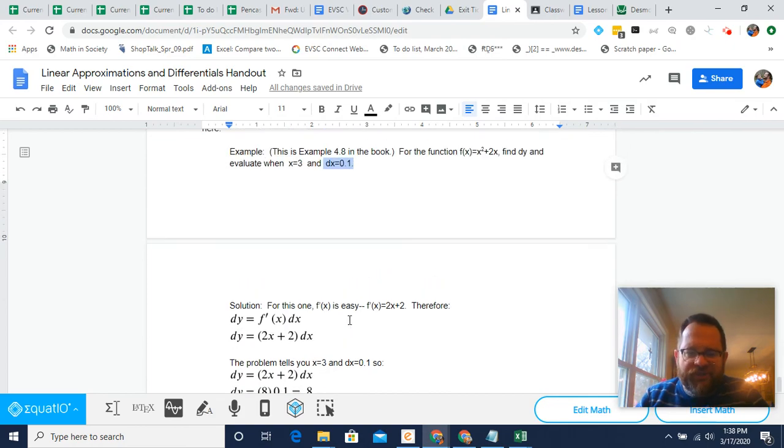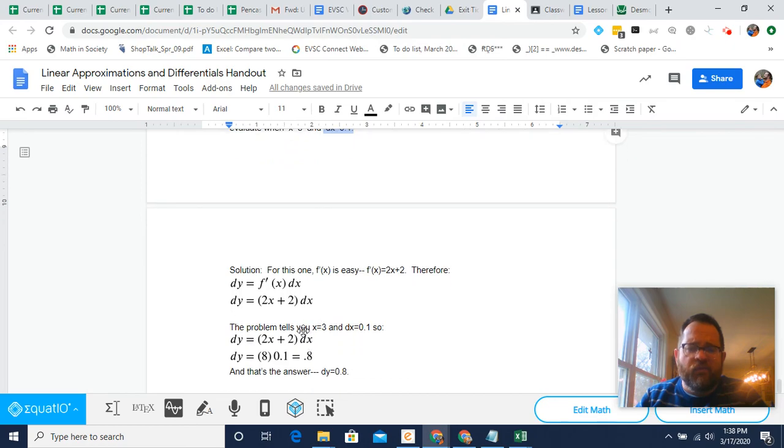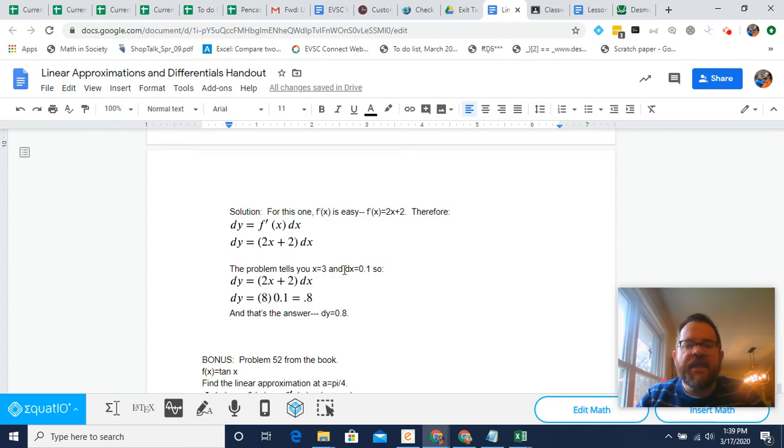Well, okay, once you know that there's this relationship dy equals f prime of x dx, dy is easy in this case. f prime of x is easy. It's 2x plus 2 times dx. Remember, we move that dx over to the other side. The problem tells you the value of x, and the problem tells you the value of that differential dx. So you plug them in here, and you get 8 times 0.1 or 0.8. So your answer is the differential dy is 0.8.